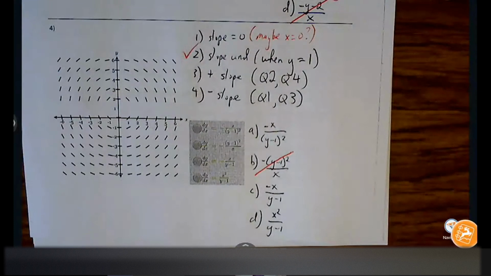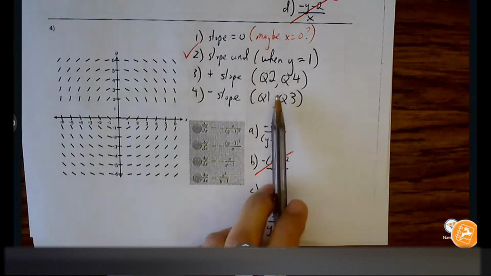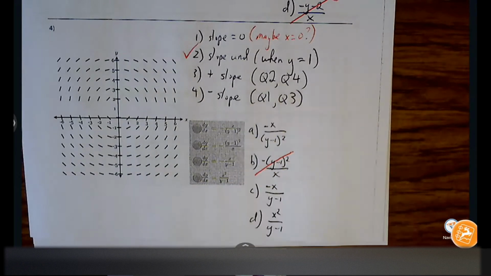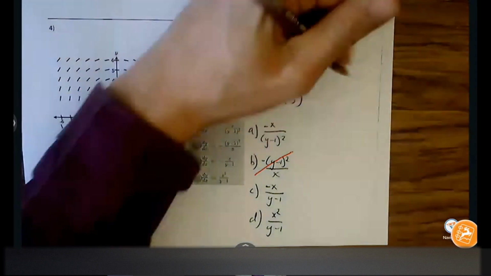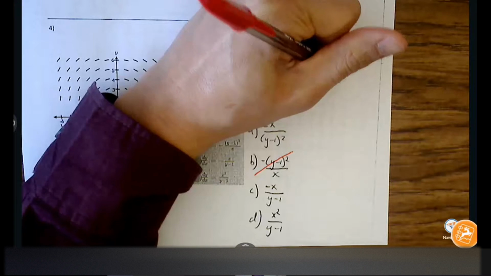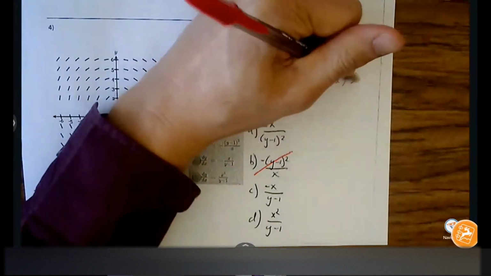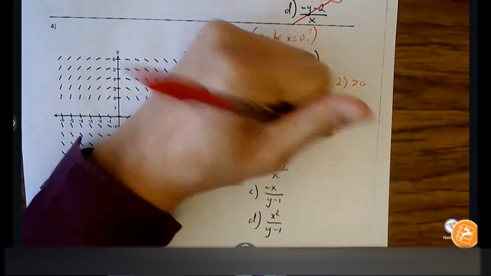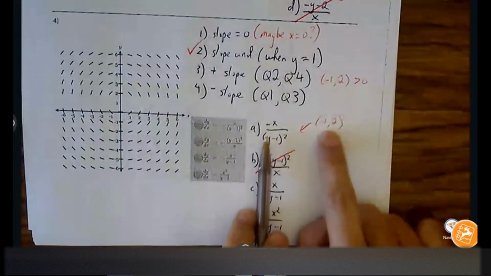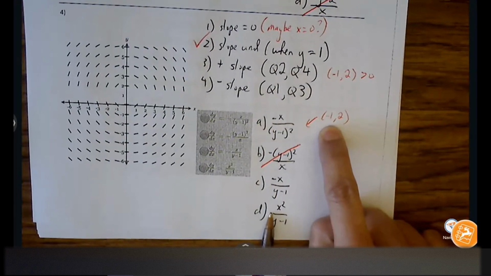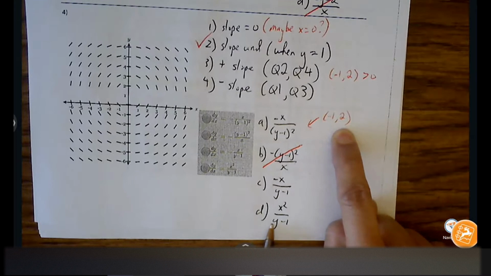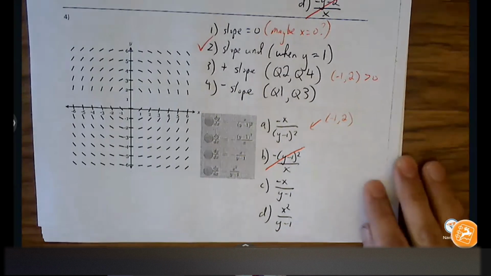Okay, so this one is a little bit harder to eliminate. Let's look at some ordered pairs here. Positive slope, let's pick something from quadrant 2. What point can we test? Negative 1, 2. Okay, negative 1, 2 should give me a positive slope. Let's test that out. Negative 1, 2, that's positive. That's positive. That's still positive, right? Okay, so not much progress there.